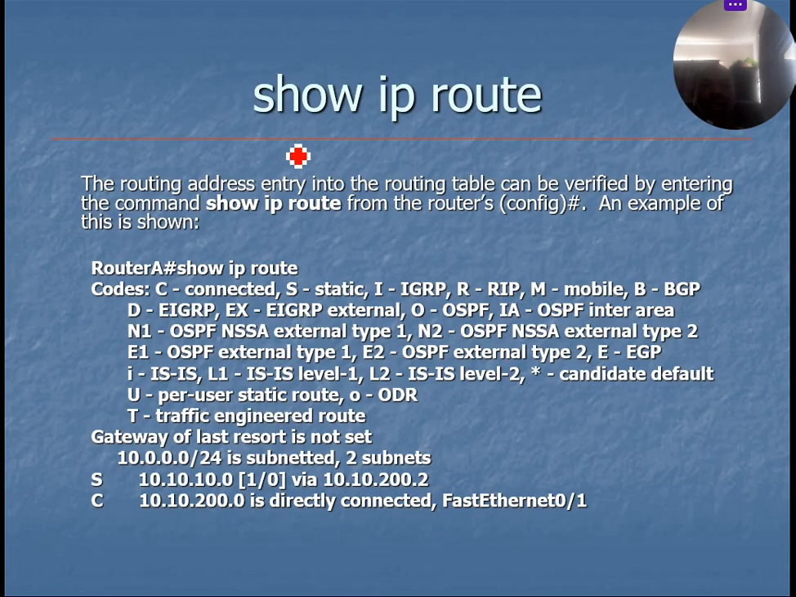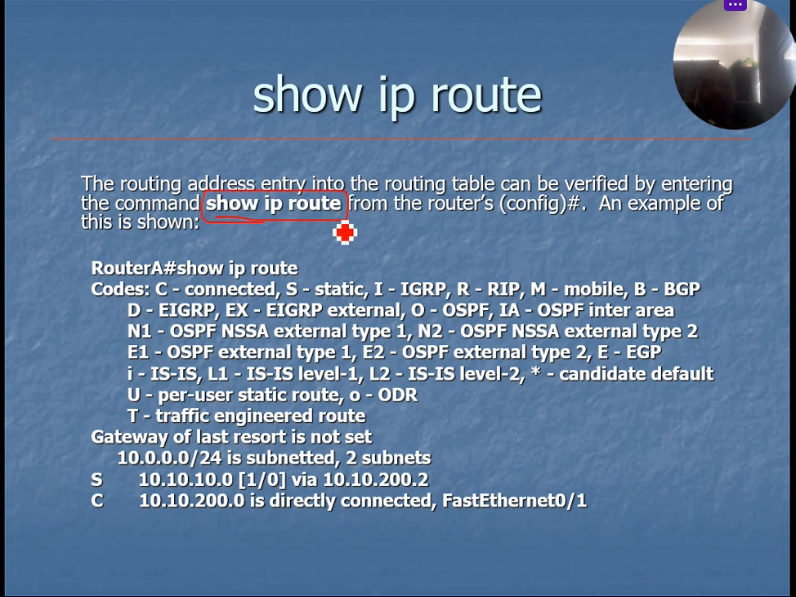Now let's look at the show IP route. Now after you config, you want to see it, so you type the command show IP route. When you type the command, if you want to verify what you have done to see whether it's done well or it's proper, the routing address entry to the routing table can be verified anytime by entering the command show IP route.